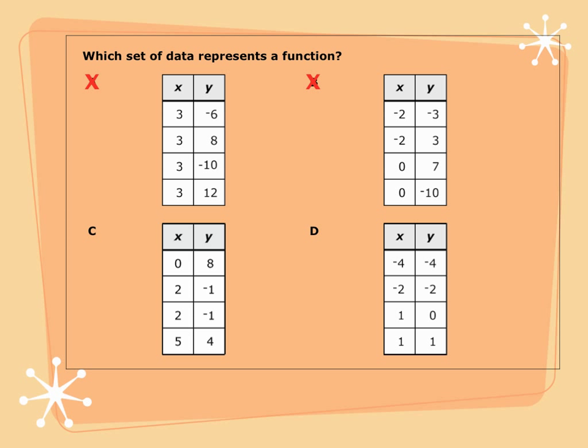If you look at C, they try to be really tricky. Notice we have input values of 0, 2, 2, and 5. And then we have output values of 8, -1, -1, and 4. Don't let them trick you, because if you notice, the two domain values, 2, have the same range value, -1. So that would be considered just the same ordered pair. So C is actually not out. And D, we have the same domain value 1 and 1 with two separate range values 0 and 1. So D would be out, so C is my answer.